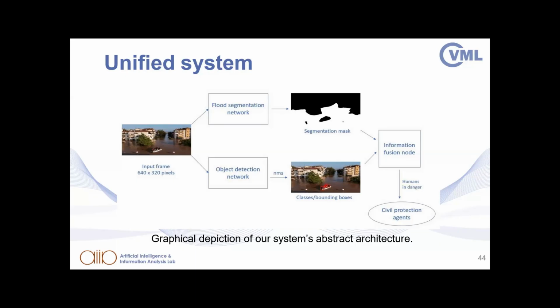This node integrates the flood segmentation mask and the detected objects, and determines if any detected entities, such as humans or vehicles, are in danger due to the flood. And if the system identifies humans in need, it sends an alert to civil protection agents.